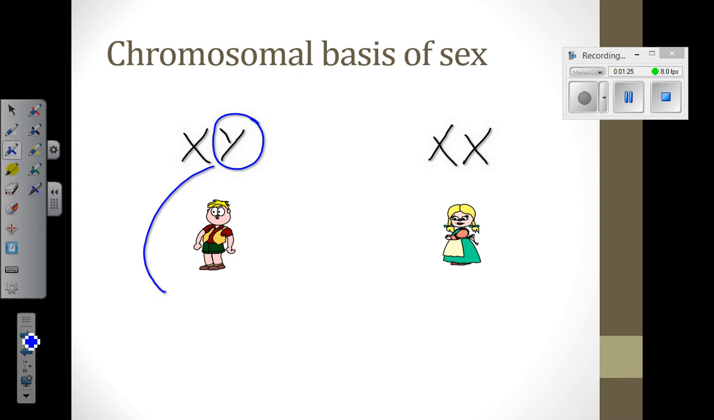The Y chromosome has a gene that the X chromosome doesn't have. This gene causes differentiation of male structures. If this gene is not present or is not activated, so even if the gene is present, but it's not getting transcribed and translated into a protein, then differentiation of male structures isn't going to happen.